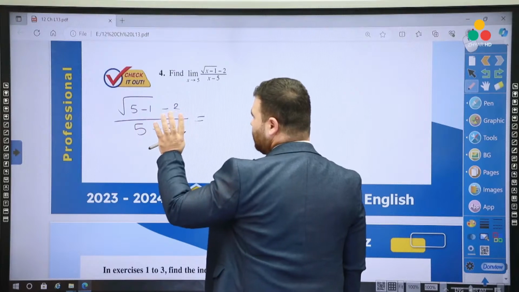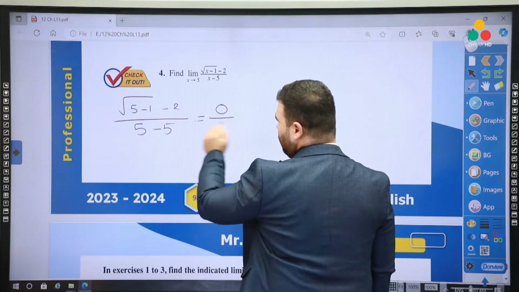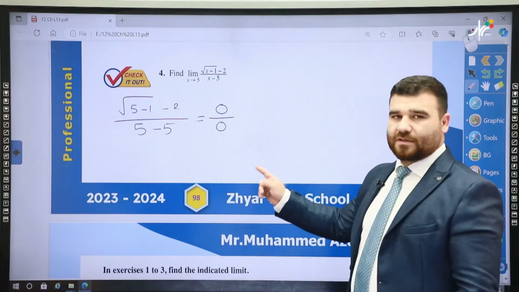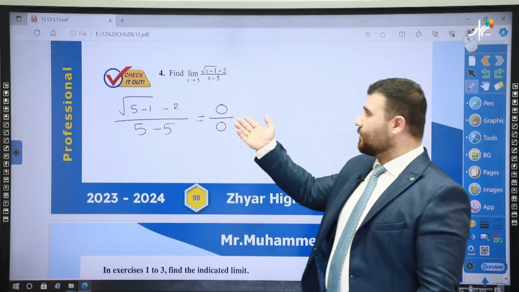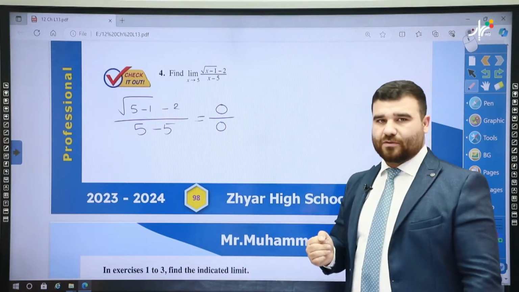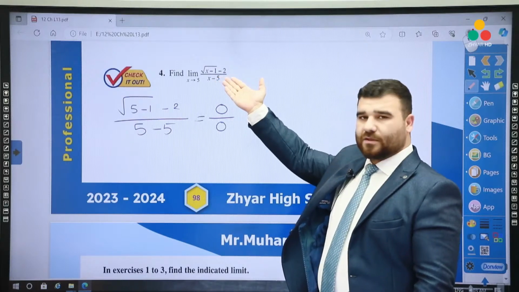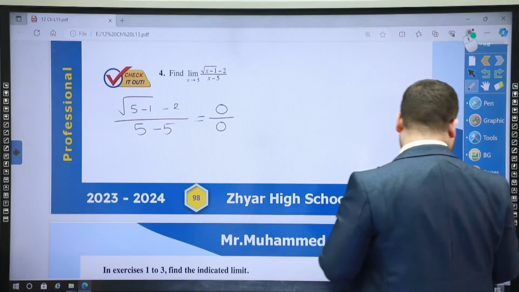5 minus 1 is 4. Square root of 4 is 2. 2 minus 2 is 0. 5 minus 5 is 0. Now, since I see 0 over 0, I need to simplify, factor, or multiply by the conjugate. When you look at the function, there is a root. If there is a square root, multiplying by the conjugate is the best way.